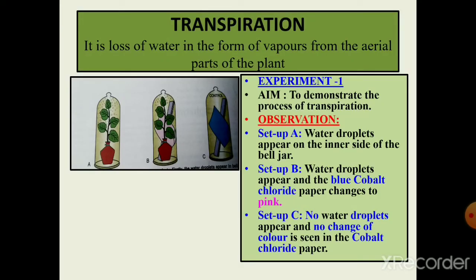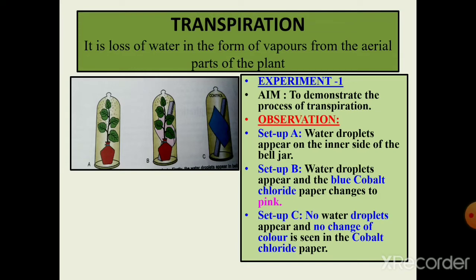Now, what is transpiration? It is loss of water in the form of vapors from the aerial parts of the plant. We will explain this with the help of an experiment. Take 2 well-watered potted plants, preferably with broad leaves. Keep them on a glass table and set them up as shown in the figure.